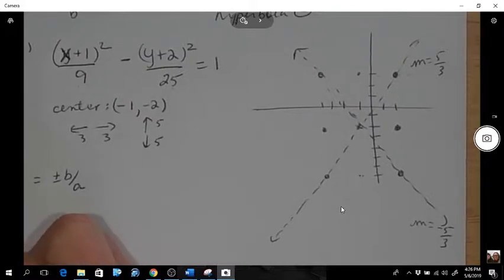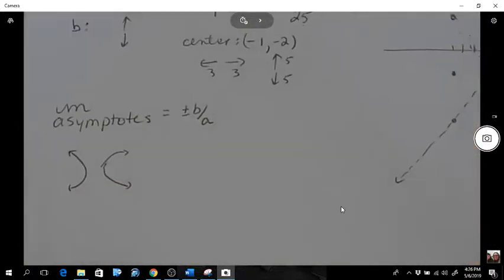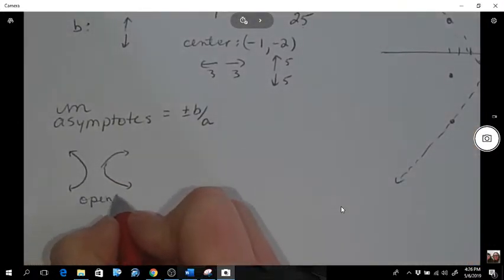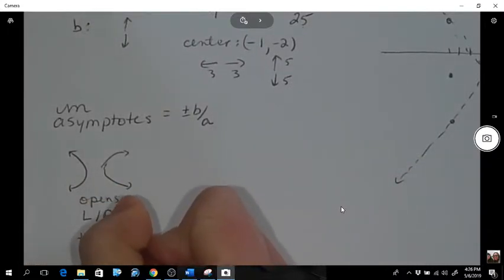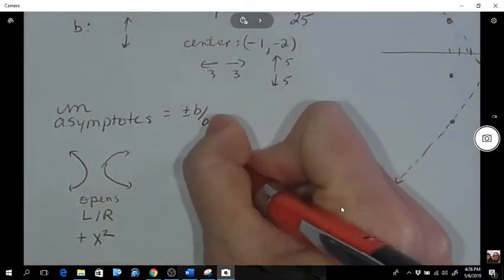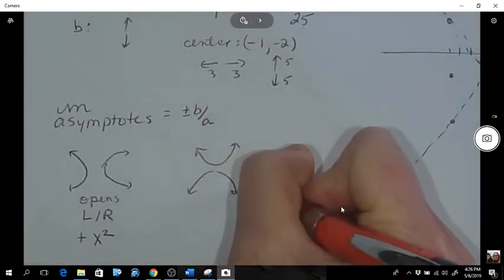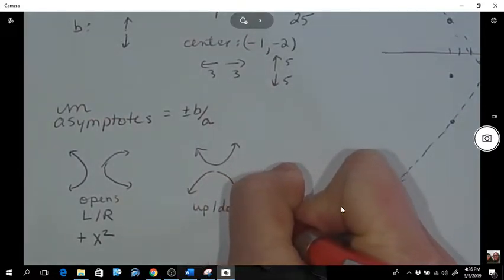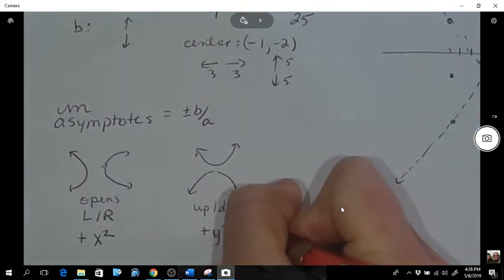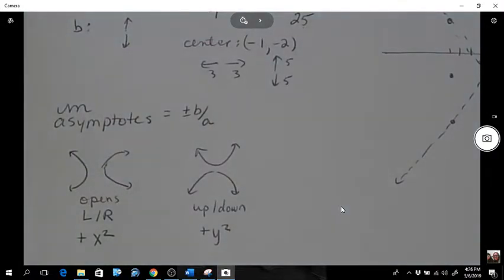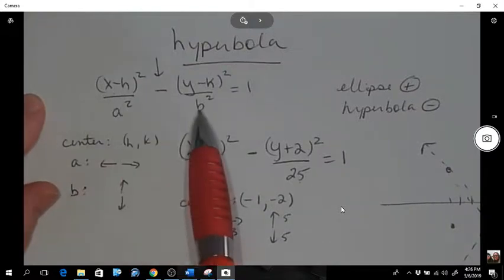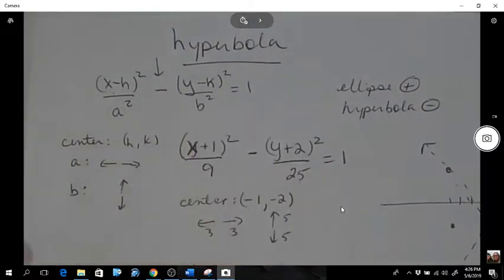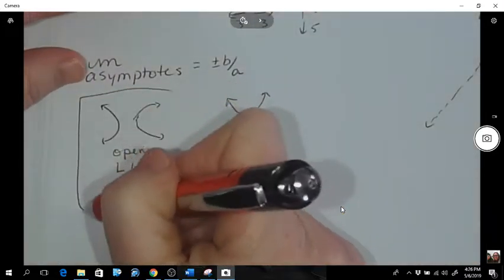Okay? Now, hyperbolas can happen in 2 different ways. You could have an opening where they open left and right, and that would be if they have a positive x squared. They could open in an up-down way, and that's if they had a positive y squared. Okay, so what do we have? We have a positive on our x squared, right? Our y squared part is the subtract part. So we are going to be doing this one.